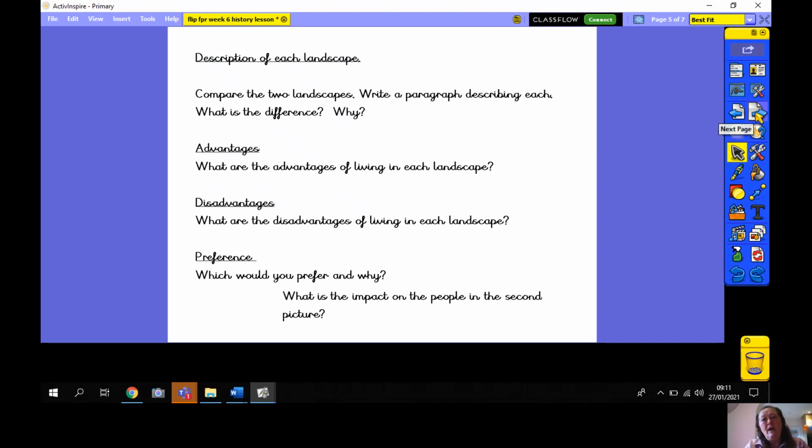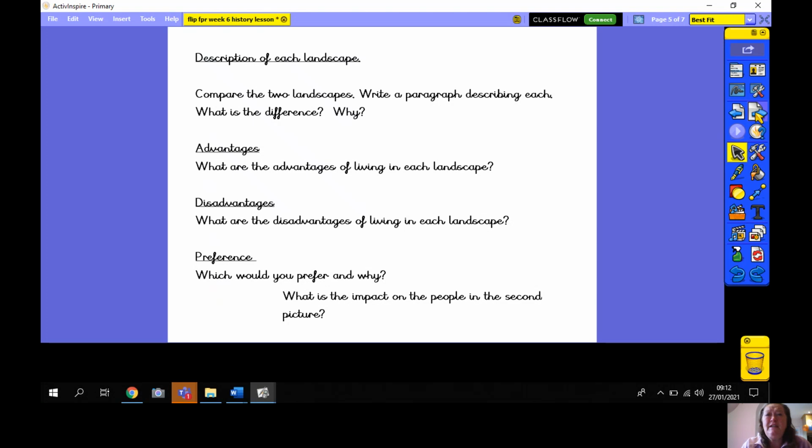Okay. So stop the video here and have a go at that. You can pause it on this screen and have a look at those subheadings. So this is history, the Industrial Revolution as your main heading, and then you've got description of each landscape, the advantages, the disadvantages, and your preference. Now, it's not a long piece, but it does require you to think an awful lot, so keep going back to the pictures, study them. We've put the pictures outside the video as well, so they don't go blurry if you pause the video. So you can click on those and enlarge them, have a really good search around them.